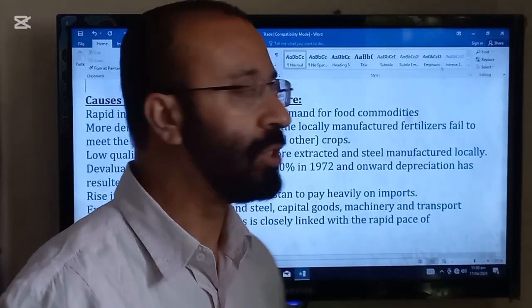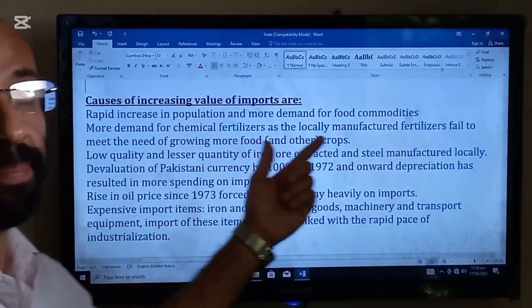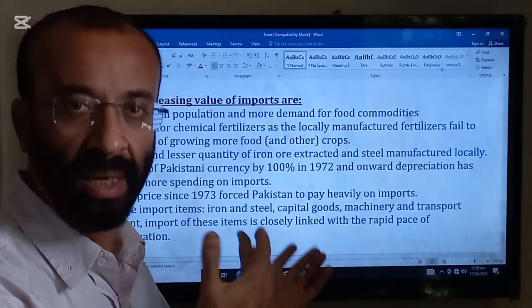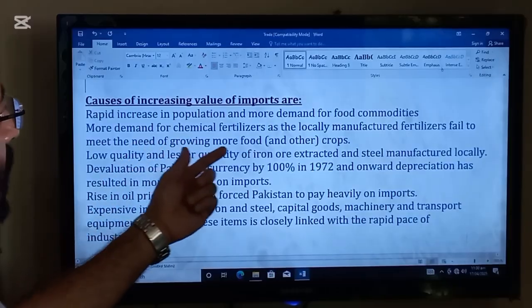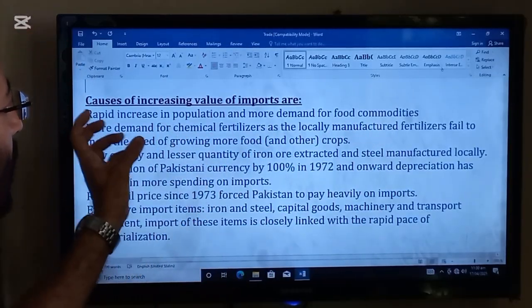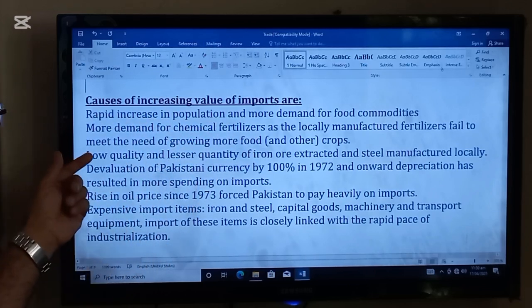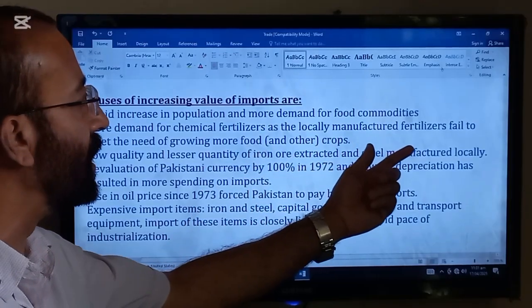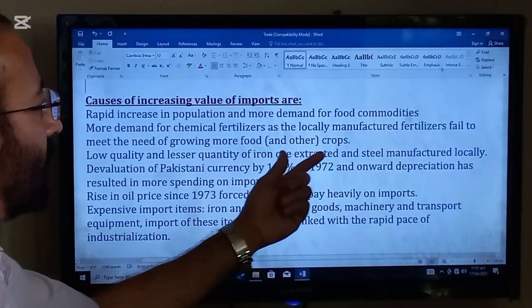The next point in the lecture we are going to read is the causes of the increasing value of the imports. So why are imports increasing in Pakistan? The points are here. Number one, rapid increase in the population and more demand for food commodities. So this is the first reason our import bill is increasing. Number two is more demand for chemical fertilizers as the locally manufactured fertilizers fail to meet the needs of growing more food and other crops.